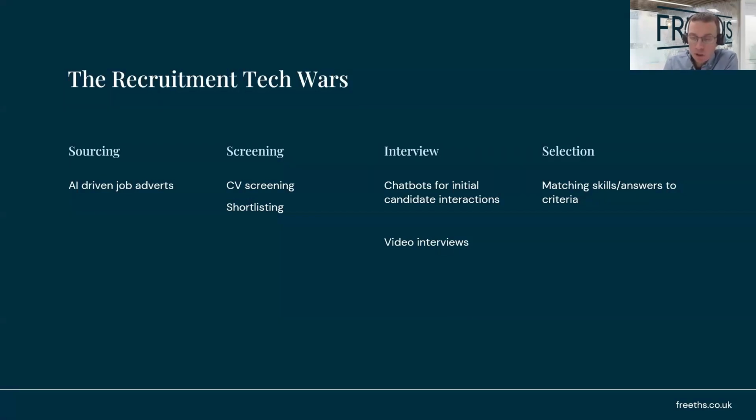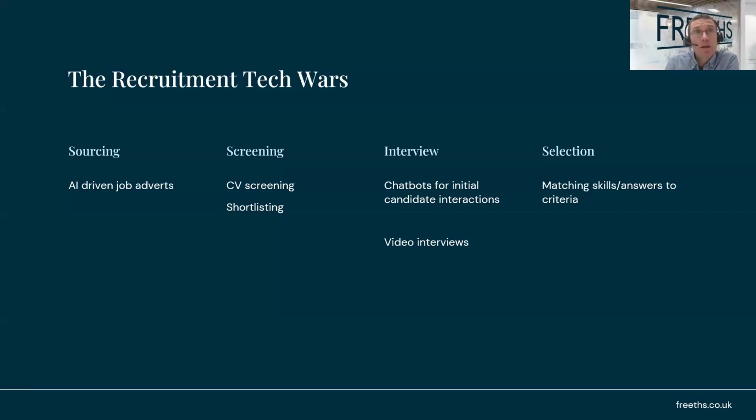I don't think anyone is suggesting that employers are going to start recruiting their CEOs by AI. What we're talking about here is large-scale recruitment exercises where you're recruiting hundreds of drivers a year or thousands of people in call centers a year, where there can be significant efficiencies gained by the use of AI.